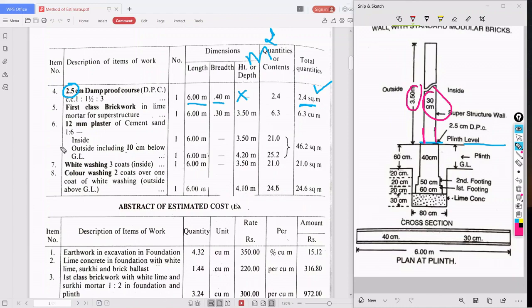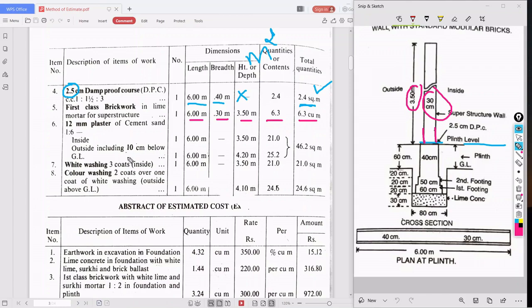So first class brickwork in lime mortar for superstructure. One in number. Length is 6 meter, breadth is 0.30, height is 3.50. So multiply them, you are getting 6.3 meter cube as the total quantity.